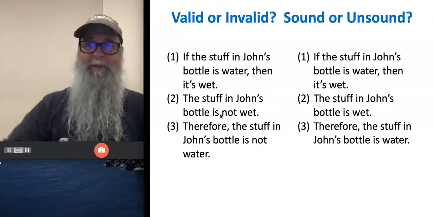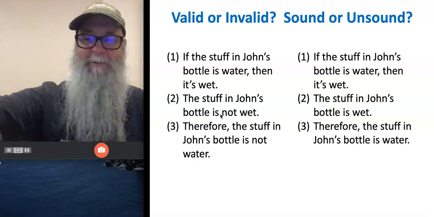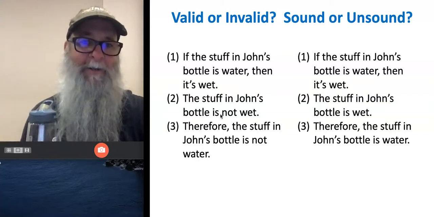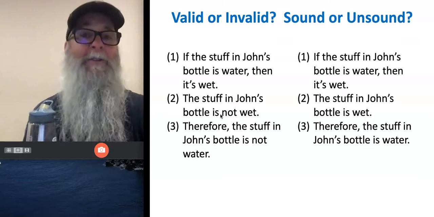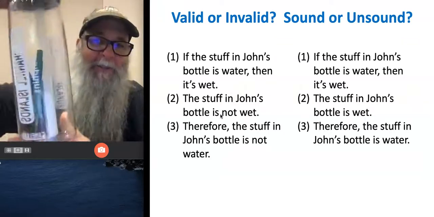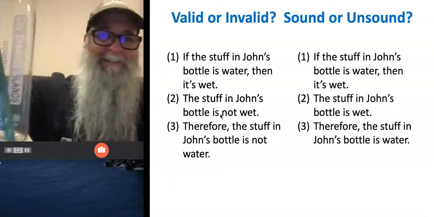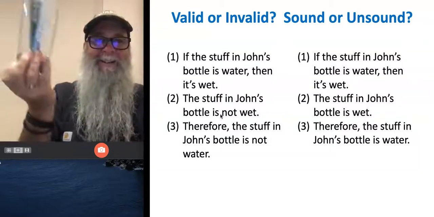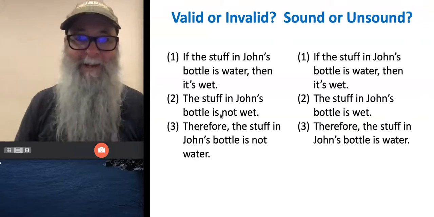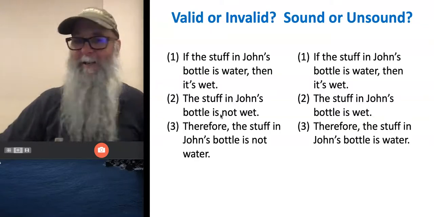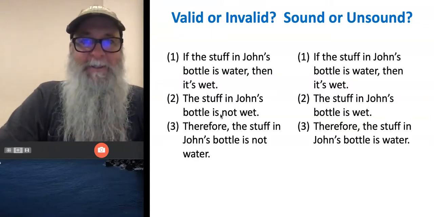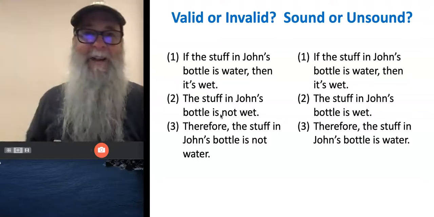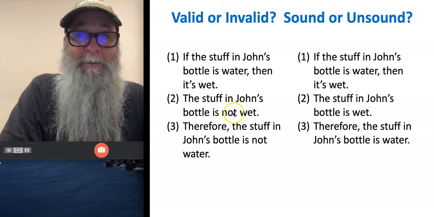So let's determine whether or not this argument is true, or these premises are true, and I have props. I think it is true that if the stuff in John's bottle is water, then it's wet. I think that premise is true. Here's the stuff in John's bottle. I have a couple of ink pens in there, but no water. Okay, those ink pens are not wet, so that second premise is true. Therefore, the conclusion is also true. That's a valid argument with true premises, which means it's a sound argument.